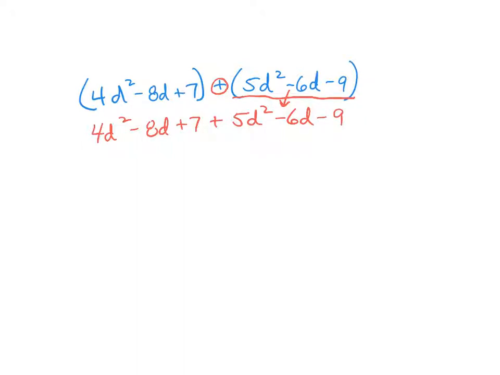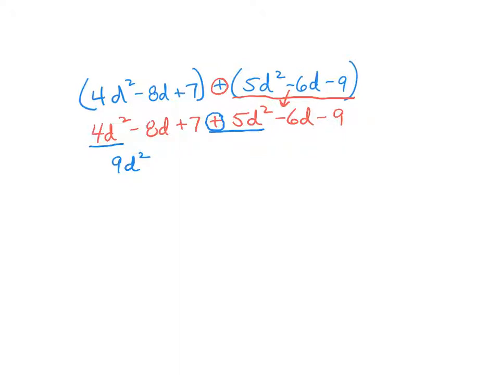And now I could go through and look for my like terms like we have done and put them together. I have a 4d squared plus 5d squared. Remember, the operation that's in front of this term tells you what I'm doing with it. So 4d squared plus 5d squared is 9d squared.